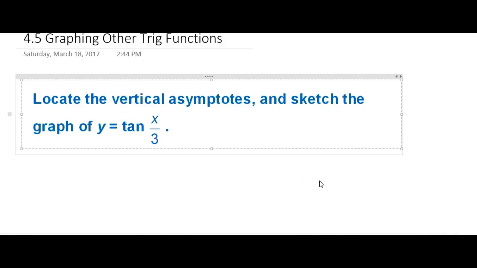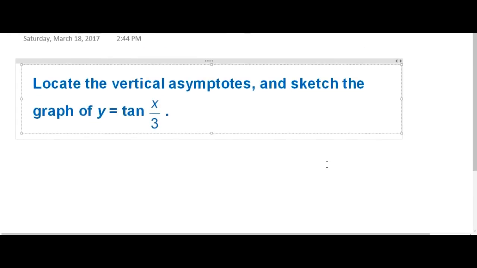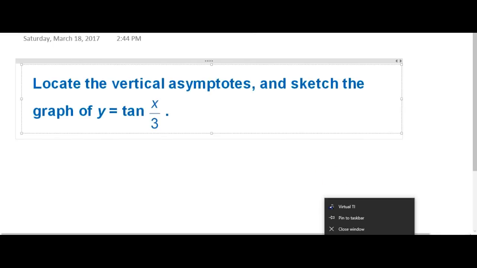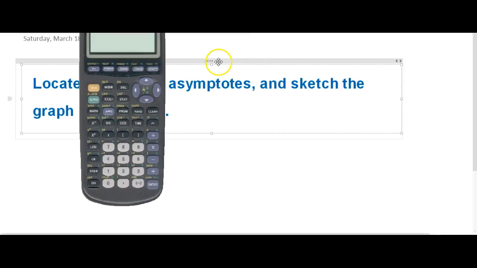So we've looked at how to graph sine and cosine functions. Now we're going to focus on the remaining trig functions. And in this particular video, we're going to look at tangent first. Here we want to graph y equals tangent of x over 3. But first, let's look at what the graph of tangent looks like.